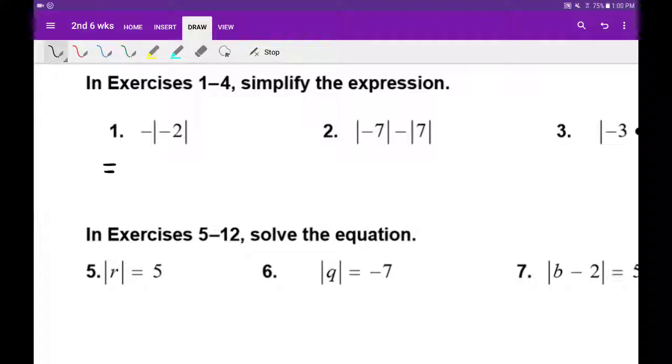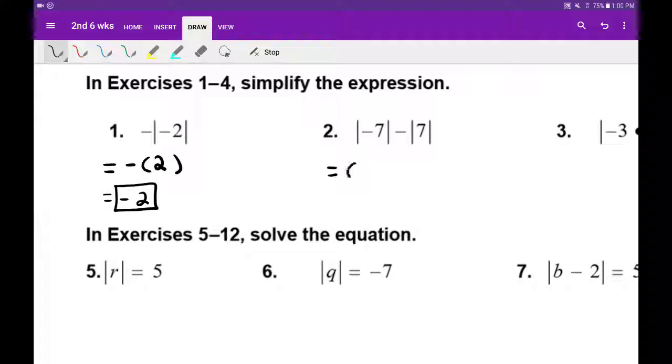Alright, so we've got negative times the absolute value of negative 2. If we put parentheses, that can help. What's the absolute value of negative 2? It is a positive 2. And of course, a negative times 2 is going to be negative 2. And that'll be the answer there.